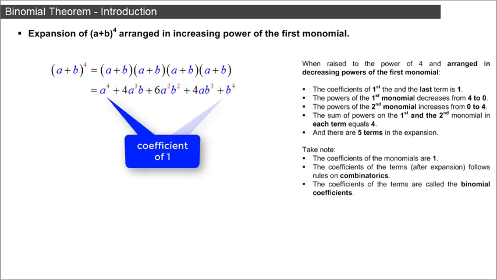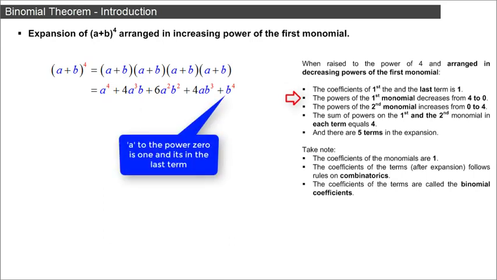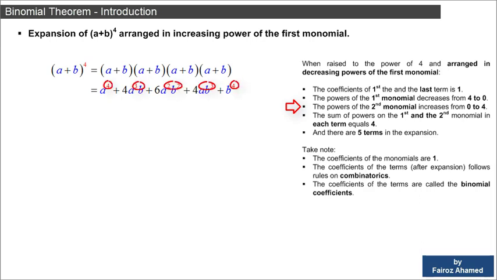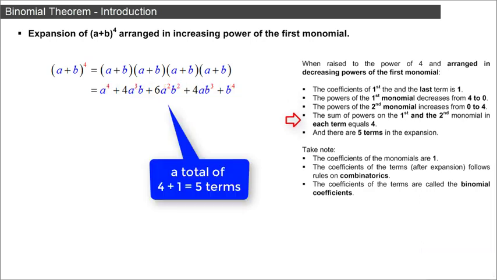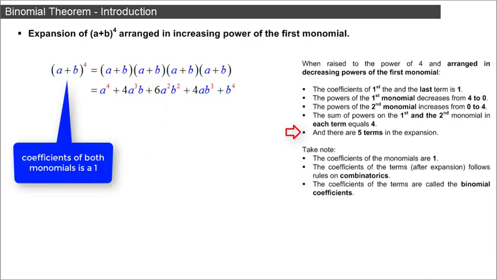The coefficients of the first and the last term should be 1. The powers of the first monomial, that is a, should be in decreasing order, 4, 3, 2, 1, 0, while that of the second monomial, that is b, should be in increasing order, 0, 1, 2, 3, 4. And the sum of the powers contributed by each monomial in each of the terms should be 4, and there should be a total of 5 terms in the expansion. You must take note that the coefficients of the two monomials here are 1.